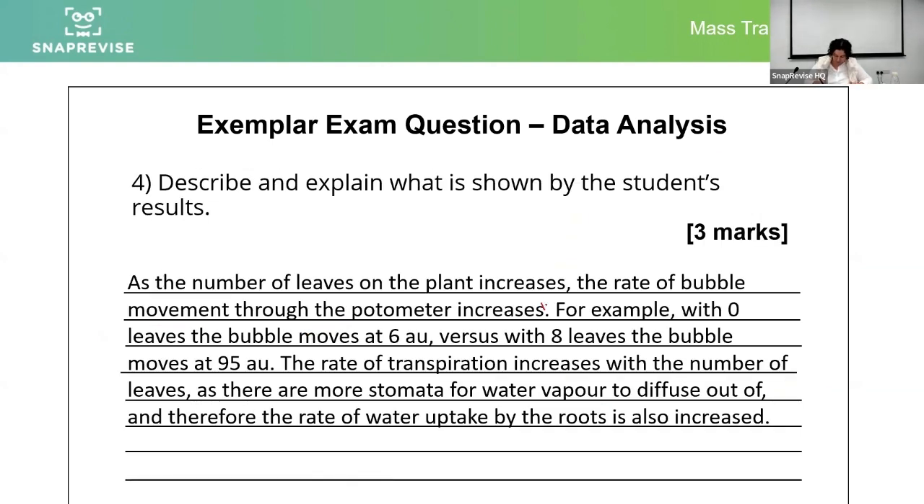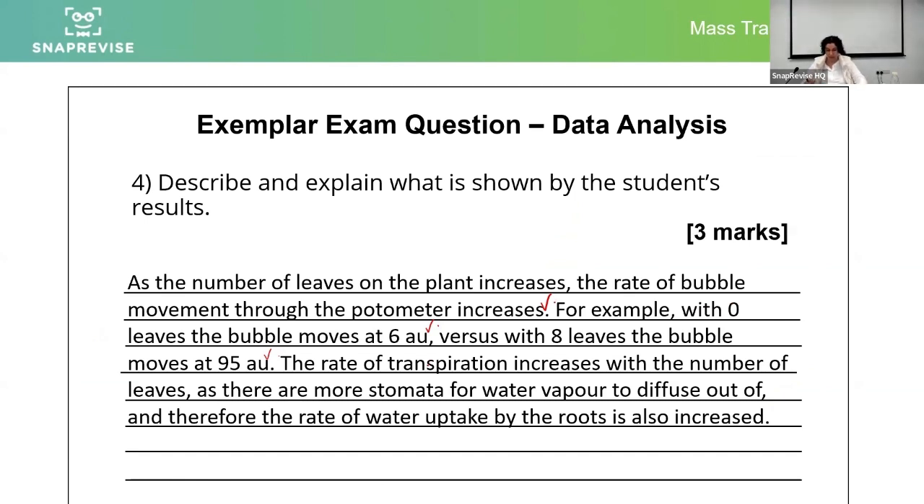So that's my one mark. For example, just literally pick two data points and quote them. For example, with 0 leaves, the bubble moves at 6 units, but with 8 leaves, it moves at 95 units. That's it. Then the rate of transpiration increases with the number of leaves as there are more stomata. So now we go to the explain part.